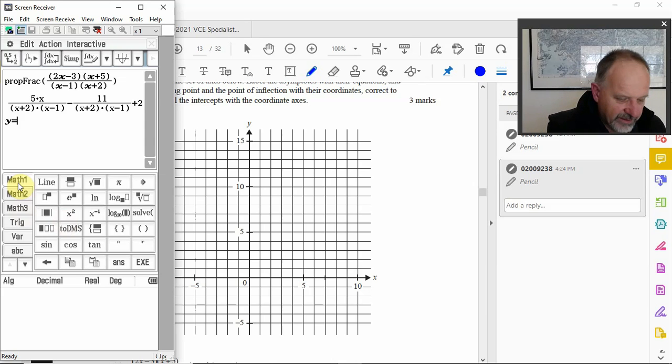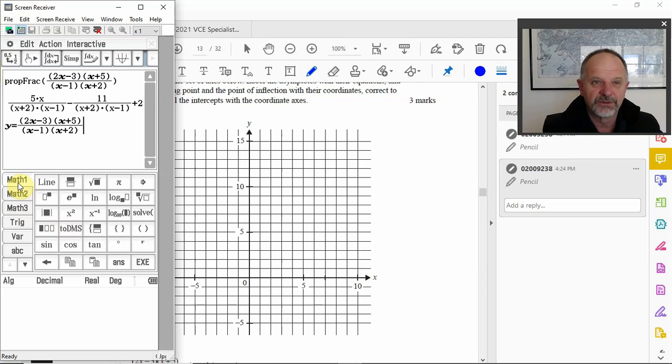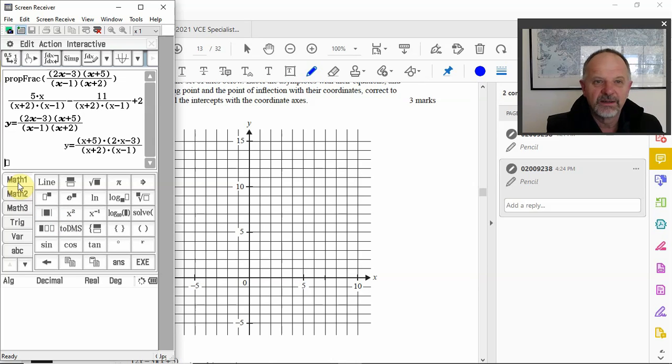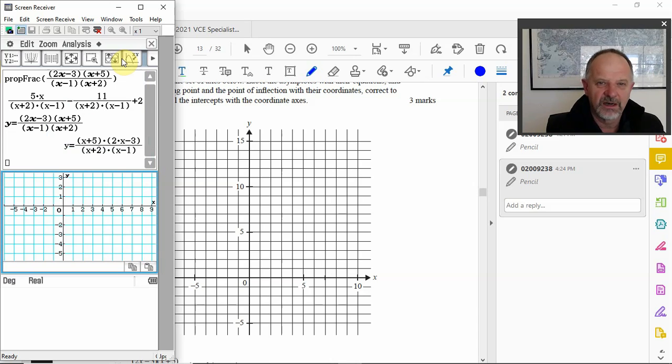Remember, I said I'd already saved that. So there we are. I'm going to graph that, sorry. Now I need to press EXE, and there it is. All right, to graph it, I need to go up the top here. Here's our graph icon. I need to click on that, and then the graph is going to open. There it is, going to open.